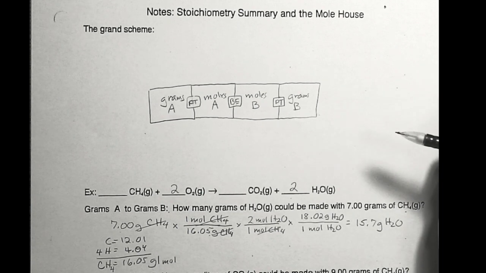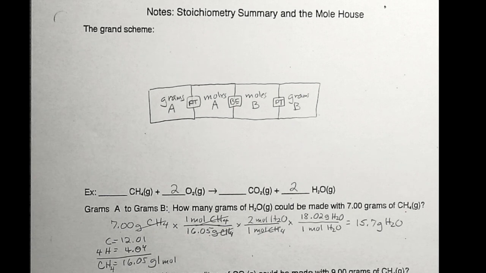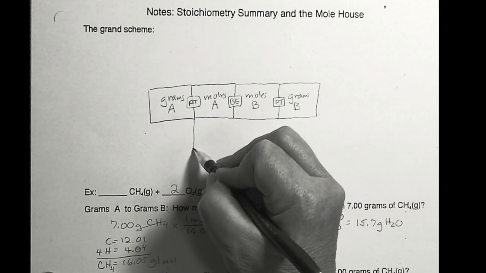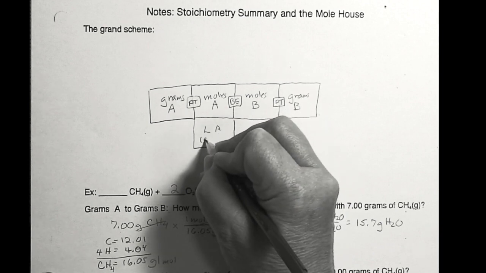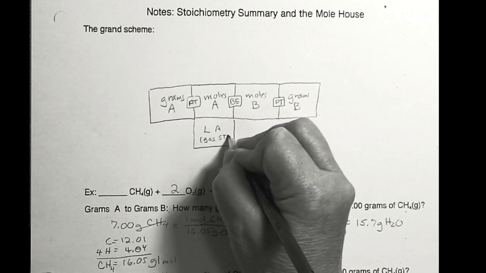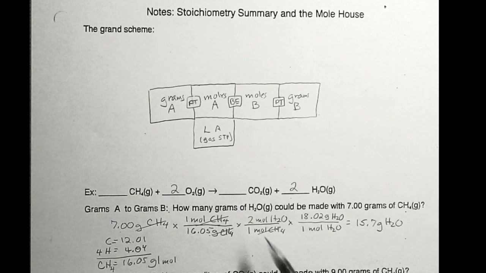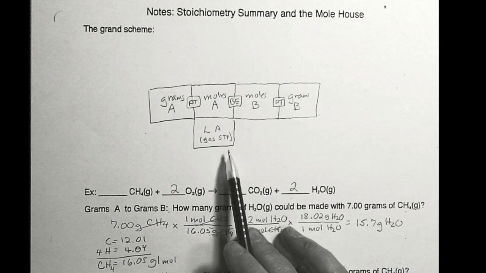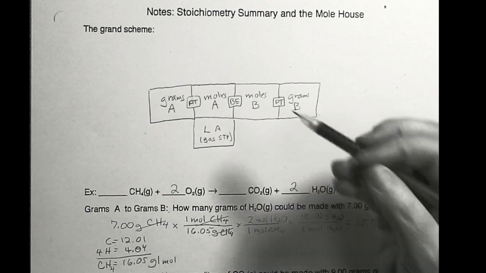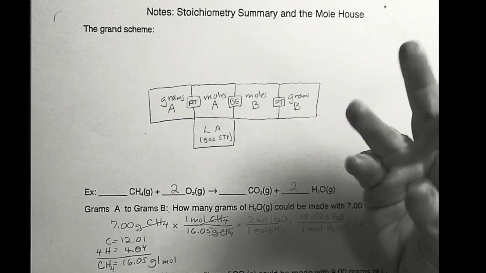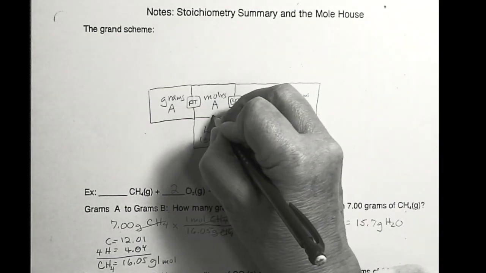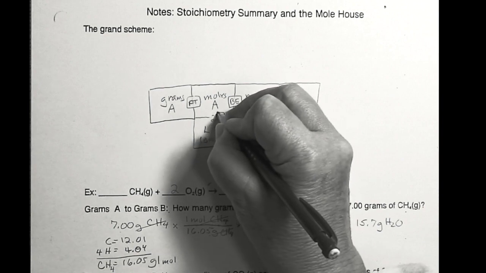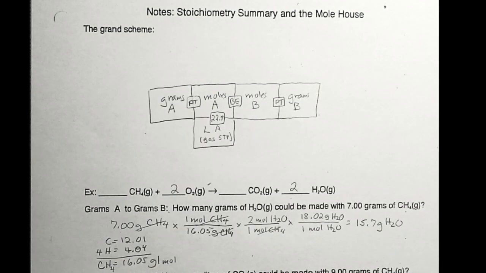And if we are working with the conditions of standard temperature and pressure, we know how many liters 1 mole of a gas is. So we can say, we got another room, only this is going to be liters of A, if it's a gas at STP, standard temperature and pressure, which is 0 degrees C and 1 atmosphere, which is regular sea level pressure. And to get from moles of one thing to liters of that thing, we say 22.4 liters is 1 mole.